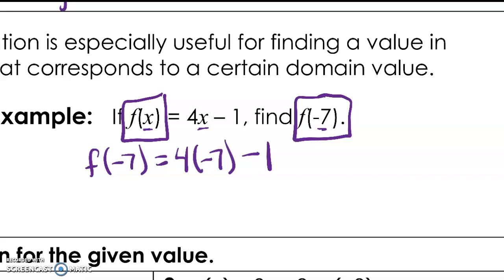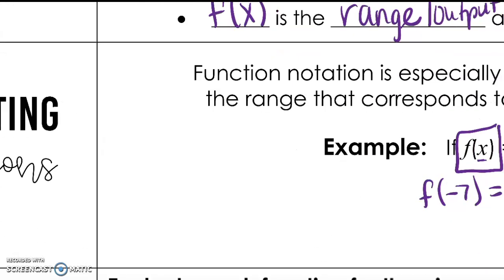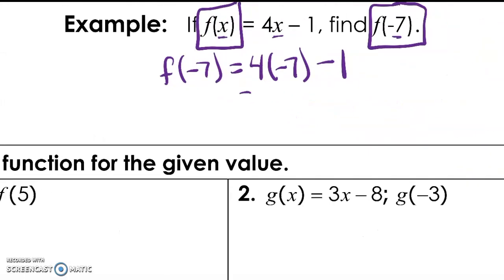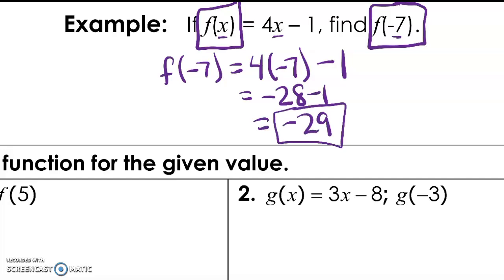After that, it's just evaluating exactly what you did when it was y equals, or what we did clear back in Unit 1 when we were doing order of operations. So this is -28 minus 1, which is -29. So your final answer for that is -29. So again, all you do is rewrite the problem, whatever the number they have inside the parentheses. In this case, it was -7. That's what you need to put in wherever the variable is.